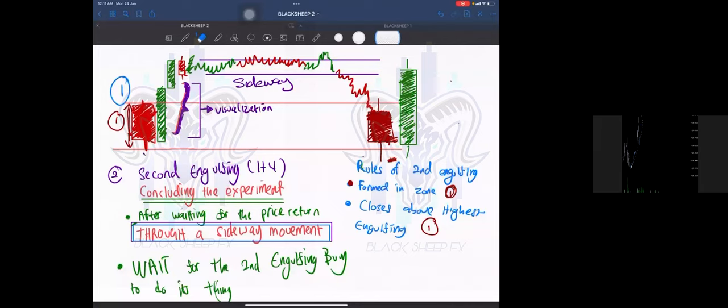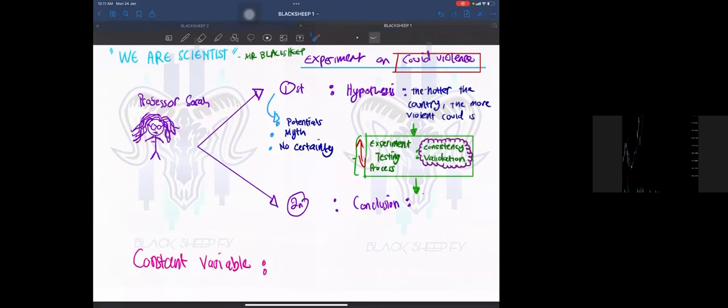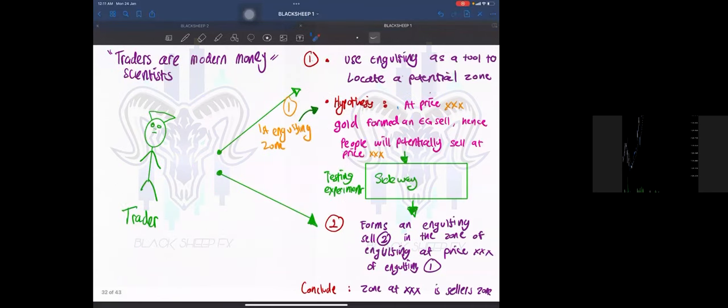So this is why the next recipe is a sideway, which I will show you. After the sideway has been done, we have to wait for the second engulfing buy to happen within the zone of the first engulfing buy. Because remember, this then acts as the confirmation or the conclusion to the experiment. We have done our first hypothesis. We have done the testing, which is a sideway. Now we have waited for the confirmation to happen.